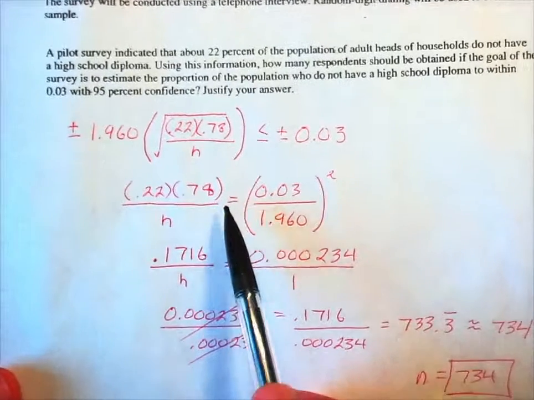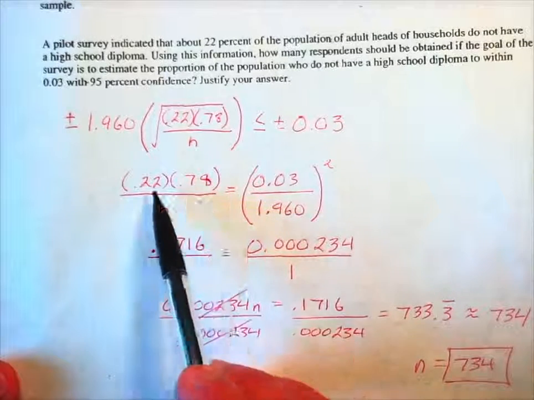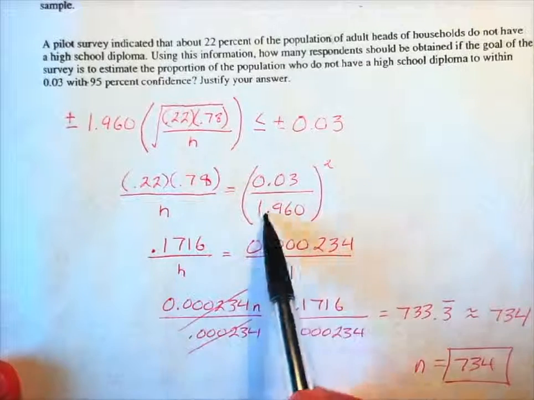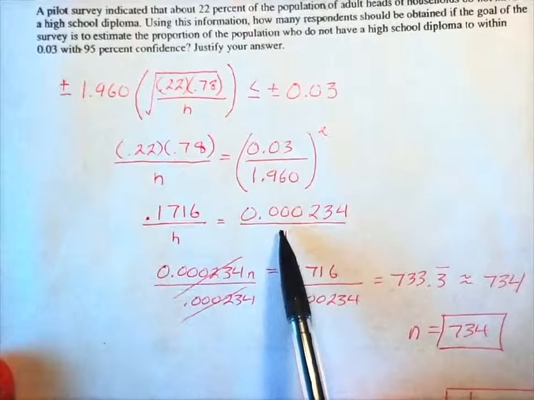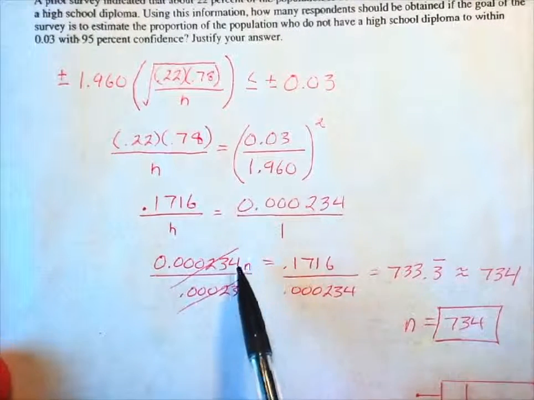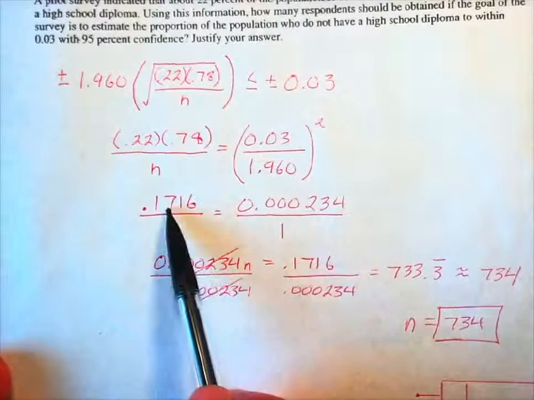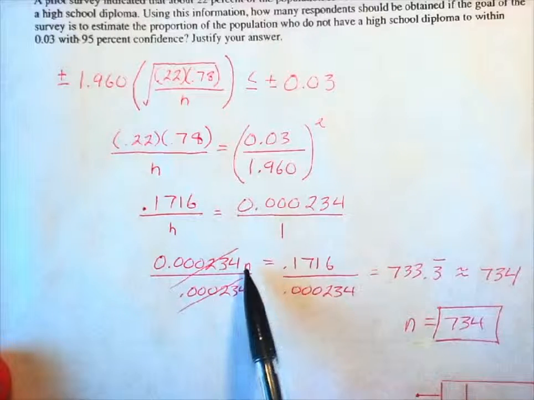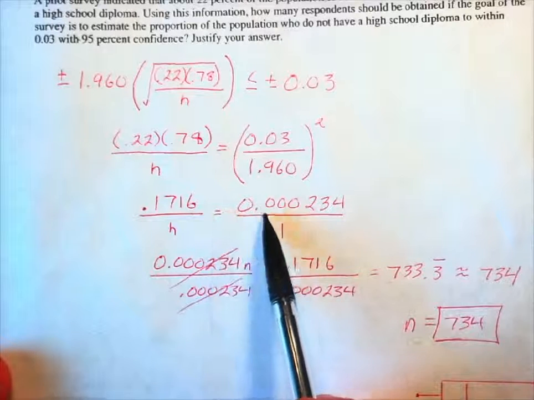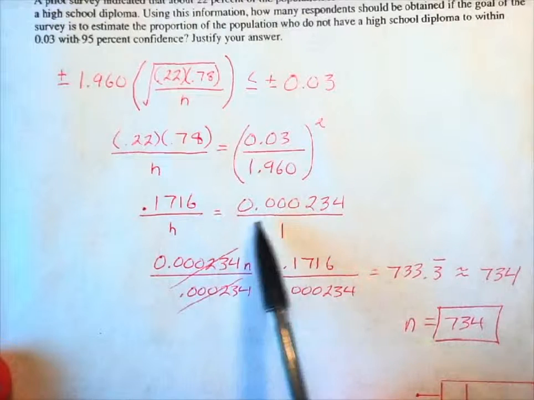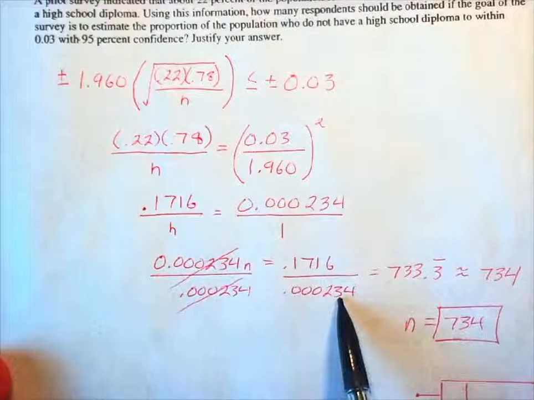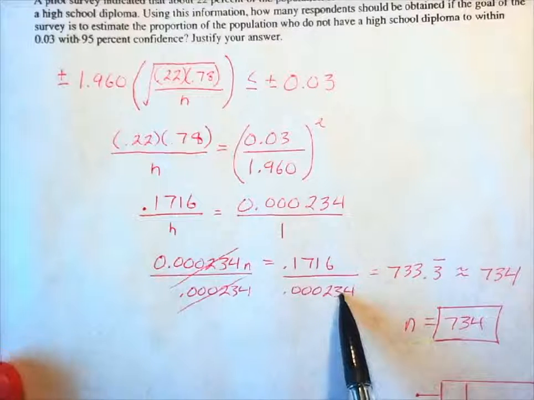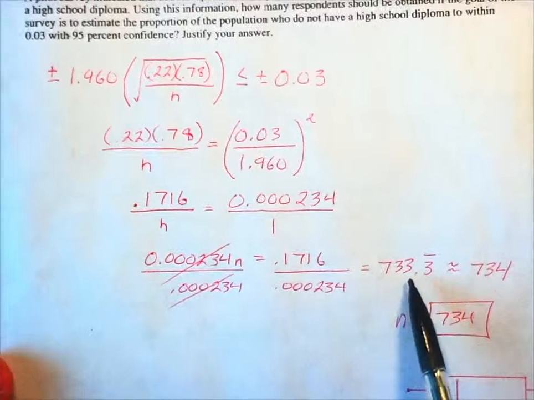I did go ahead and do as we had described in class. I did this calculation and rounded it off so I could write it as a proportion, so it'd be a little easier to see the cross multiplying. So 0.1716 times 1 would have to equal 0.000234 times n. You can divide by 0.000234, and that will give you a sample size of 733.3 repeating, I believe is what I got in my calculator.